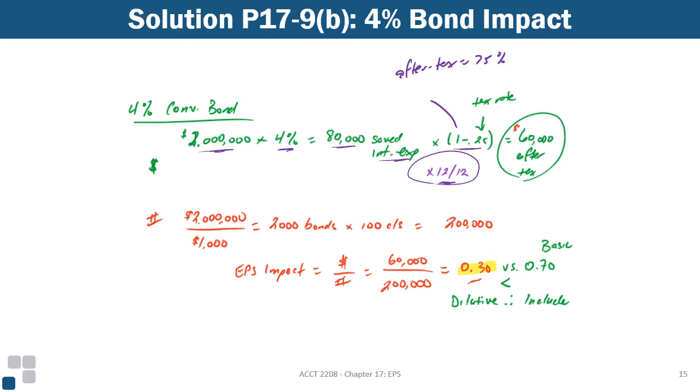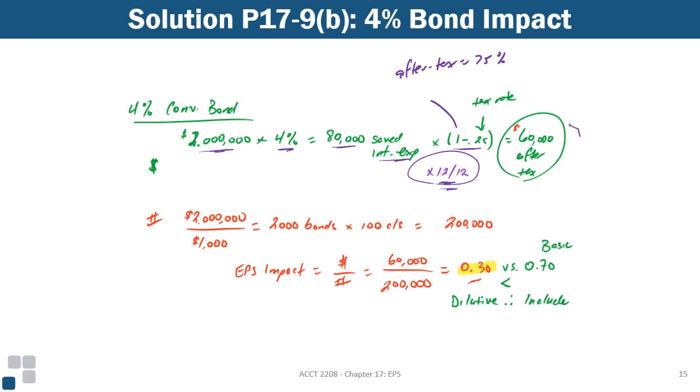So if the convertible bondholders converted their bonds, it would be assumed that they convert them on January 1st, and we would save a full year's worth of interest. That's why this is 8 over 12. If bonds were actually converted during the year, let's say on July 1st, then the interest would only have been saved for the last half of the year, the period for which the company does not have to pay interest on bonds.